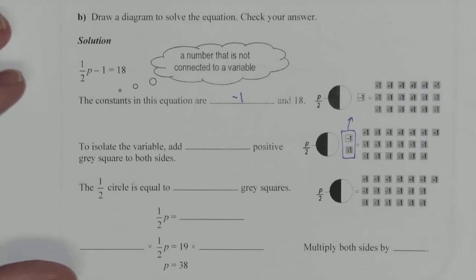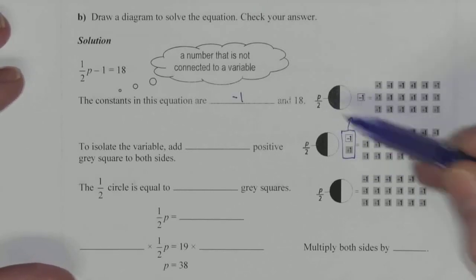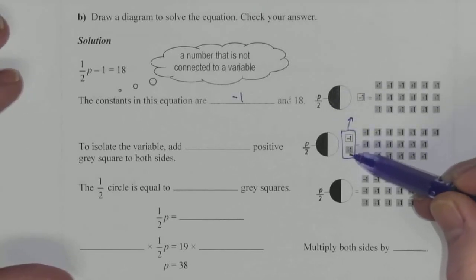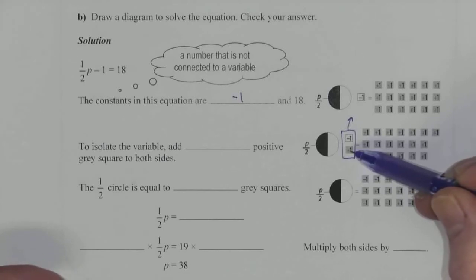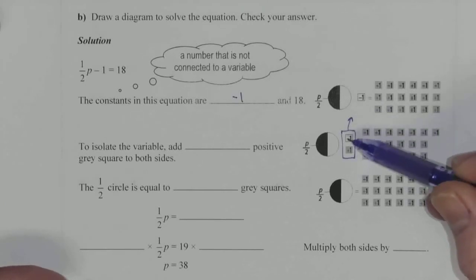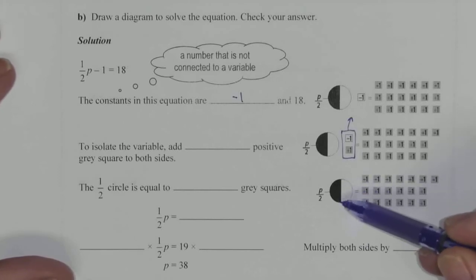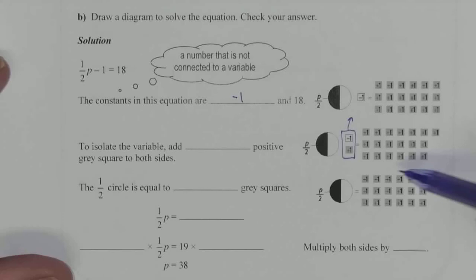So we started with 18 positive on this side and one -1 on this side, plus our variable circle. We've added a positive tile here. So if we've done that on the left, we do that on the right as well. So now we've got 19 tiles on this side. And because this is a zero pair, that just disappears. So now we're left with P divided by 2 is equal to 19.